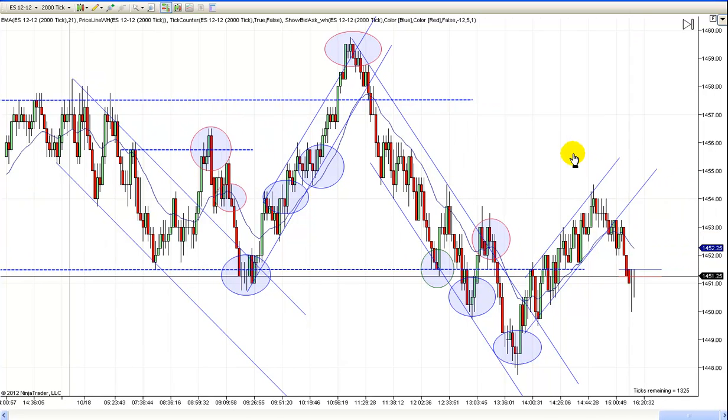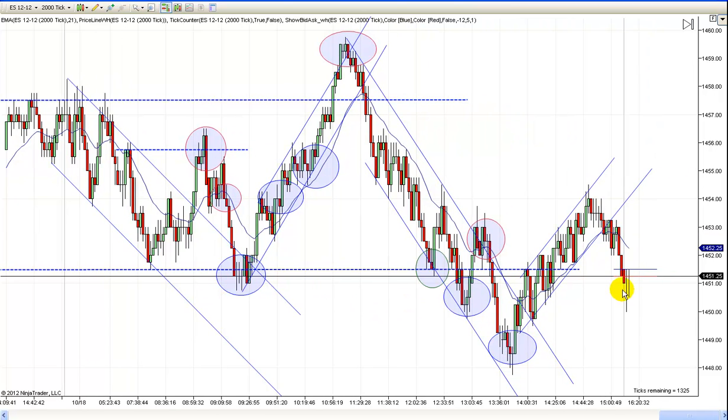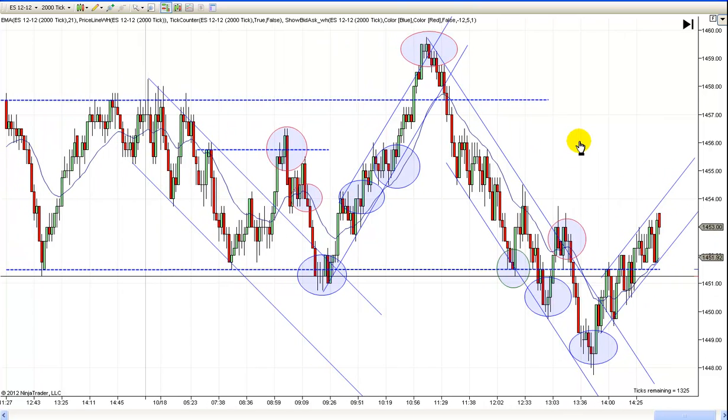And today was a trading range. You can see that. Price has spent 90% of the day in about a 6-point range between just above 1451 and just below 1458. Of course, we broke lower and failed, broke higher and failed, broke lower and failed again, and then we tried to go lower once again.